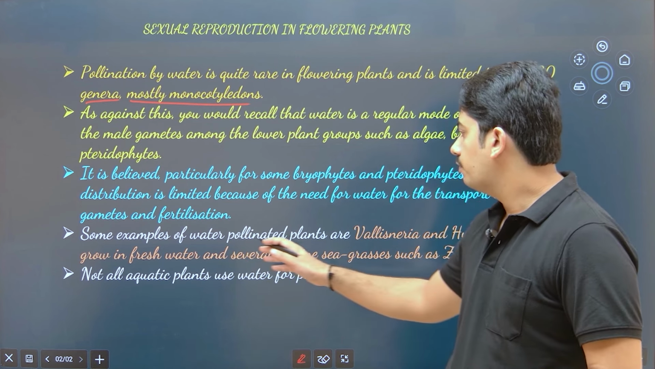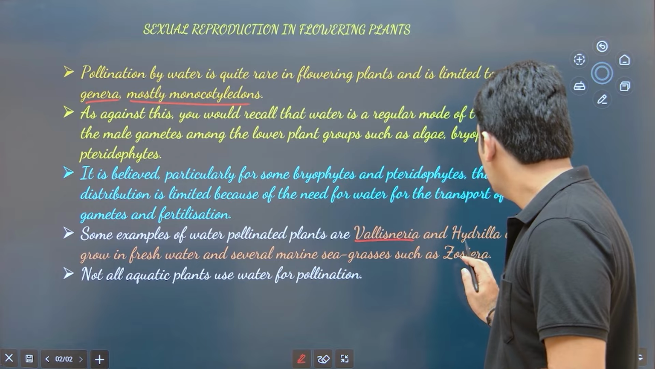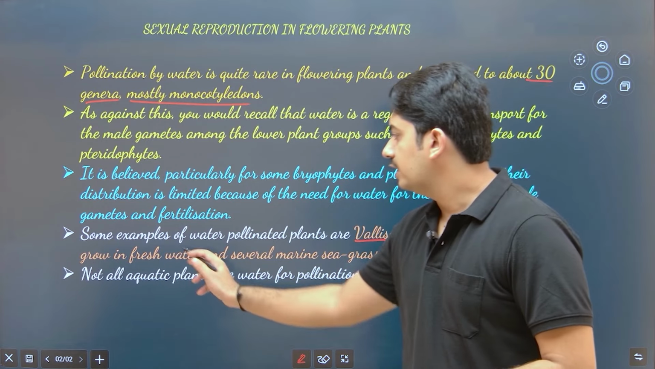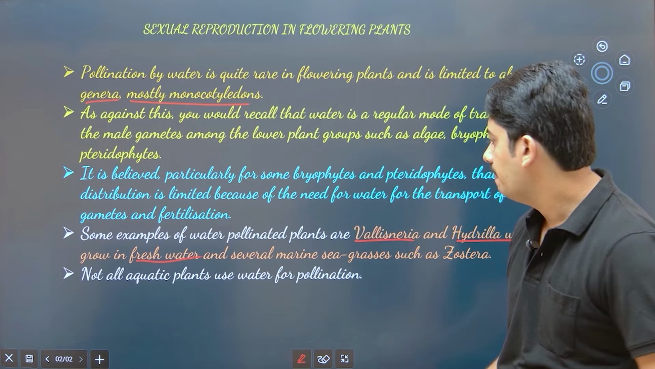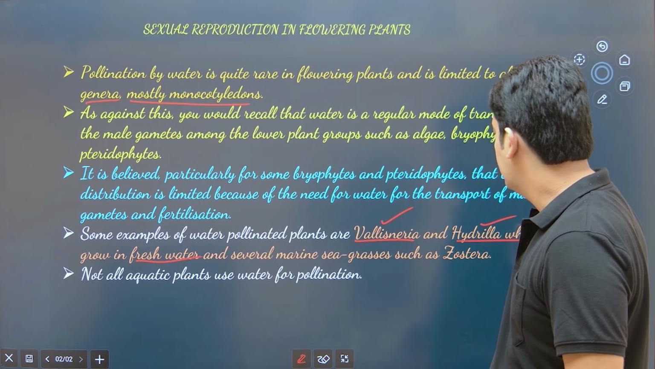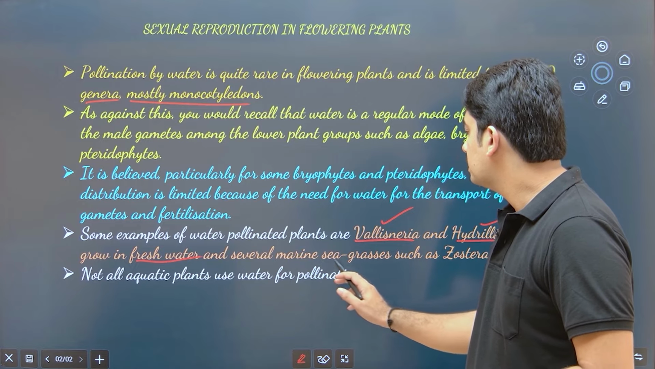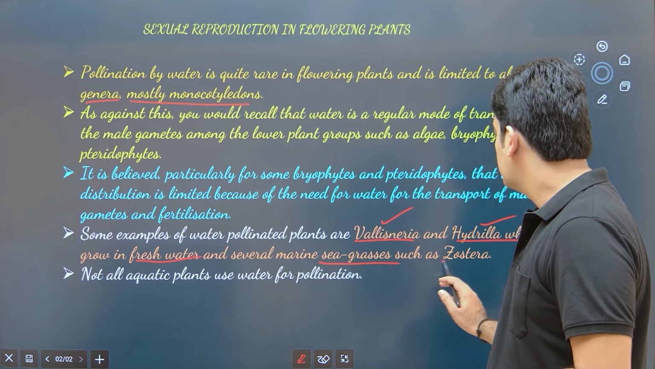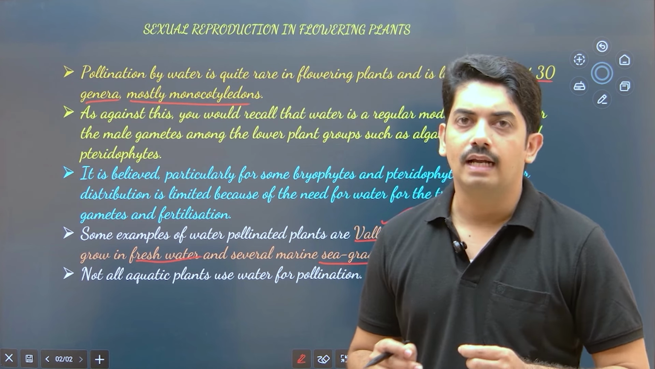Some examples of water pollinated plants are Vallisneria, Hydrilla. So these two are freshwater examples, plants which grow in fresh water. I will show you the picture in the next slide. And several marine seagrasses such as Zostera. So Zostera is one more example, which grows in salt water.